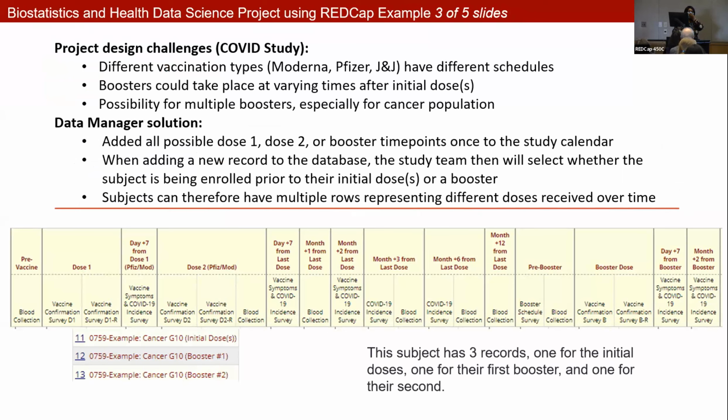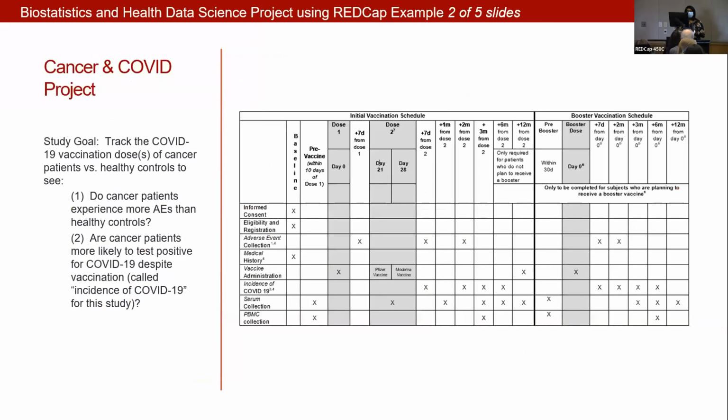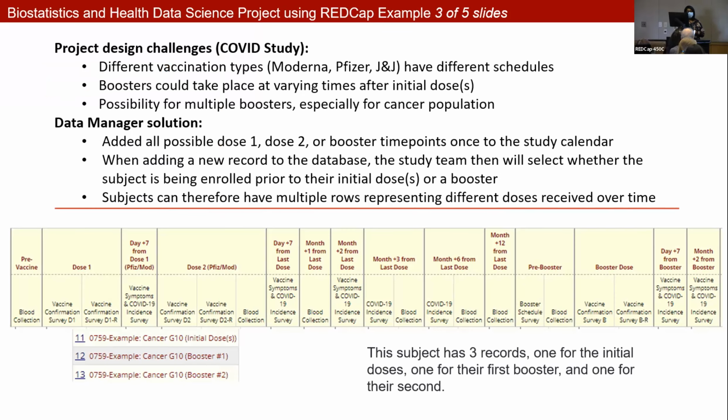So the data manager solution was to add all possible doses, 1, 2, and the booster time points once to the calendar study. So it looks basically like this in implementation. And then when adding a new record to the database, the study team will select whether the subject is being enrolled prior to their initial dose or after. And then the subject can therefore have multiple rows representing different doses received. So for example, below, you can see records 11, 12, 13 for the same person. It's one for the initial dose, one for the booster, and one for their second.